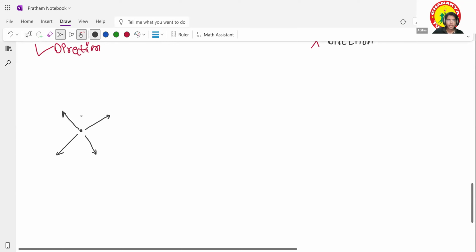Why I'm saying, if you see carefully, it is going all around, right? So it's a point charge, and it is going outwards. So I can say it is a positive charge.